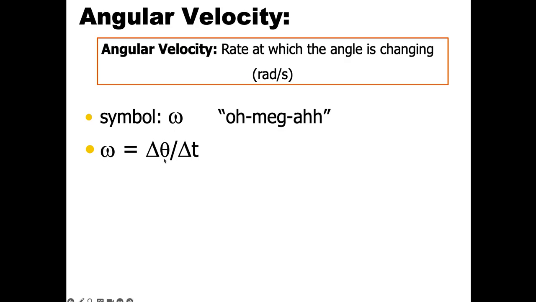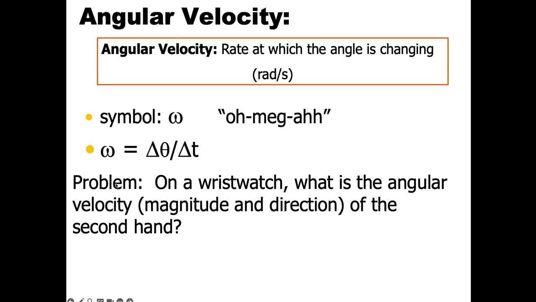So omega is going to equal the change in the angle, as measured in radians, divided by the time. Just like velocity is the change in displacement over a change in time, angular velocity is the change in angular displacement, the change in the angle over the time. It's the rate at which the angle is changing. Okay, so here's a problem. Here we can try this out.